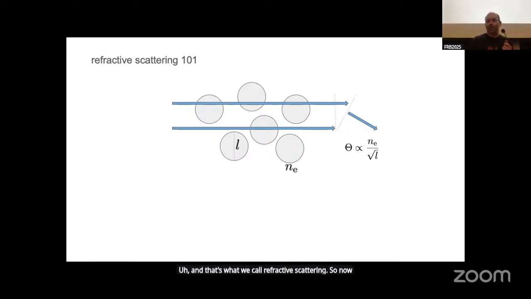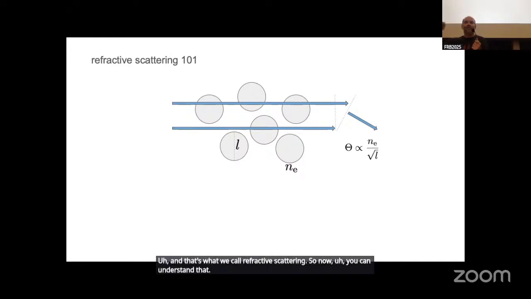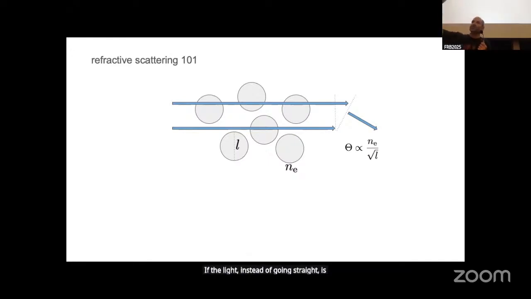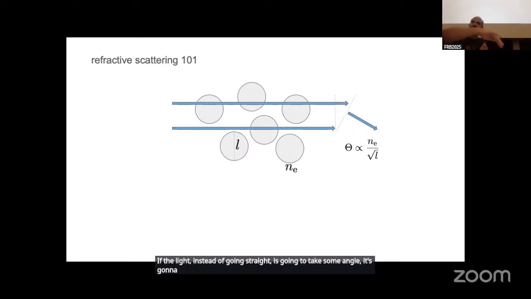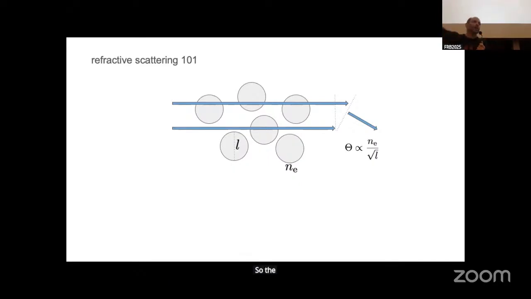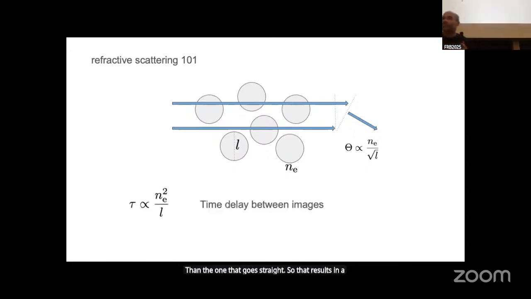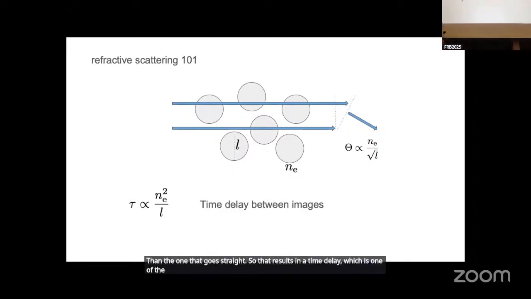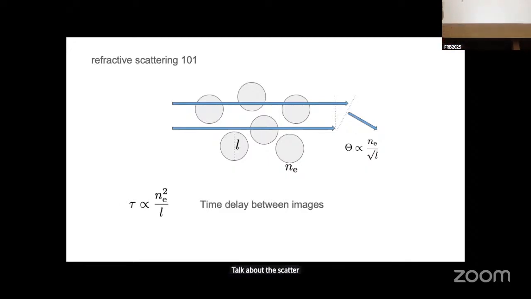So now you can understand that if the light, instead of going straight, is going to take some angle, it's going to take a longer path. So the light that goes in that path is going to arrive later than the one that goes straight. So that results in a time delay, which is one of the quantities when we talk about the scattering. And here you have, again, the dependence on densities and sizes.